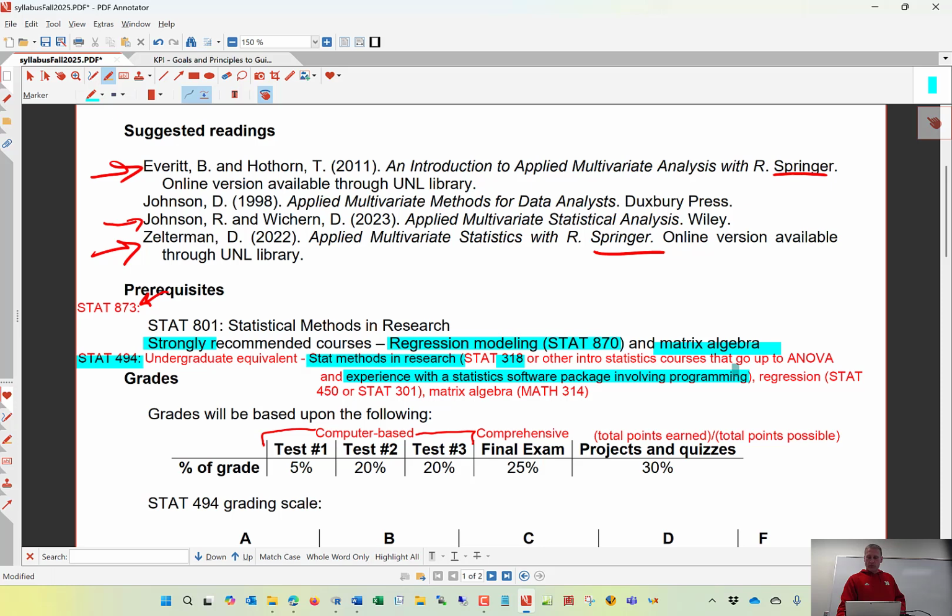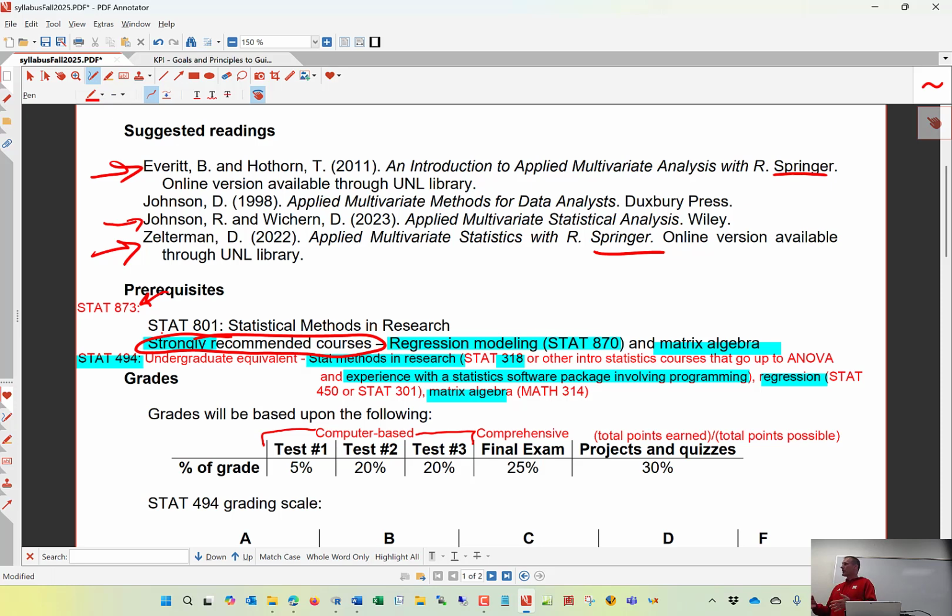Also, relative to the strongly recommended, have a regression course. This would be like Stat 450. Probably Stat 301 here will give you enough background, but you need to be comfortable with stating a regression model, finding parameter estimates, doing inference with regression models, model selection, stuff like that. And also have experience with matrix algebra. Now, the matrix algebra in the regression part is part of strongly recommended. So, you're not required to have that.